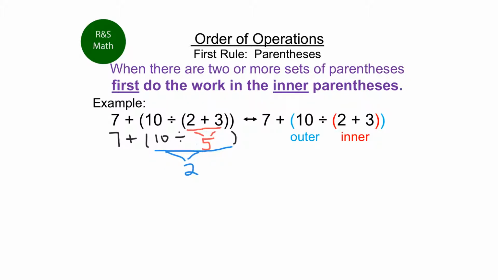Next we bring down the rest of the expression, 7 plus 2. 7 plus 2 equals 9. And 9 is the final result, simplifying the original expression. Let's do another example.